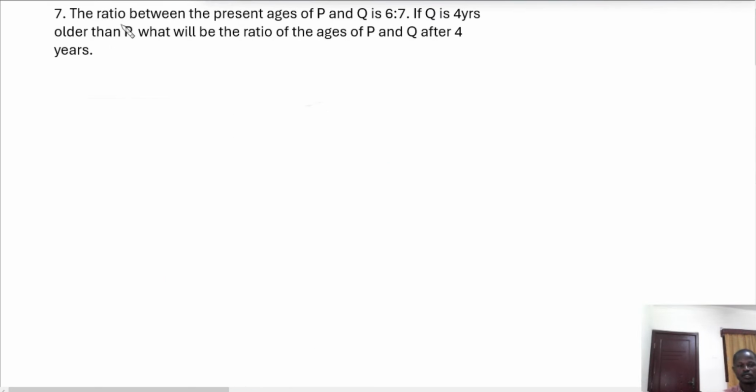So let's solve this question. This is a word problem, and this is our 7th question we're solving, and it's a word problem relating to age.